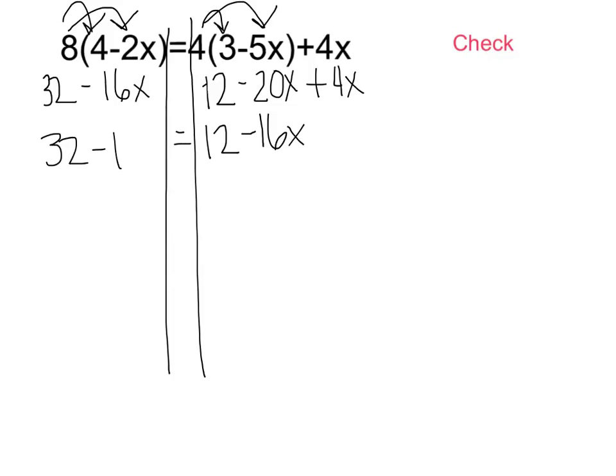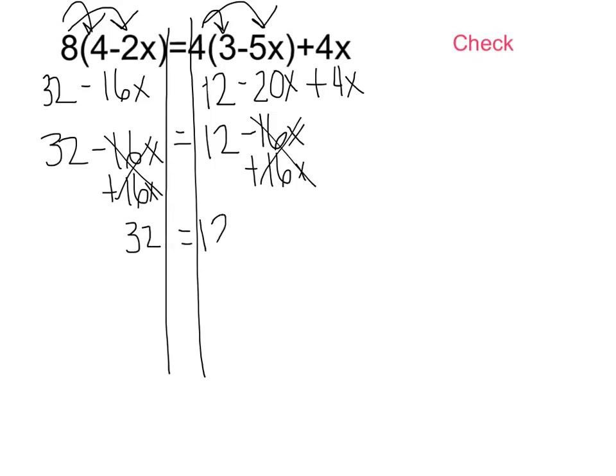32 minus 16x over here. So I'm going to add 16x to both sides. These will cancel. 32 equals, oh, and these will cancel as well. So 32 is equal to 12. Does 32 equal 12? No. So again, our solution is no solution.